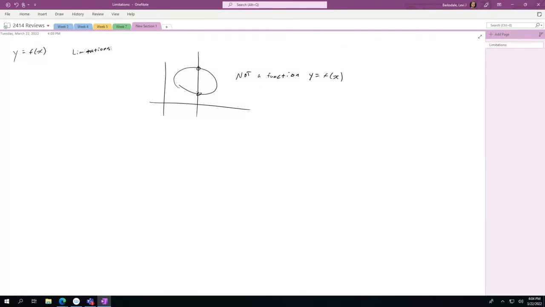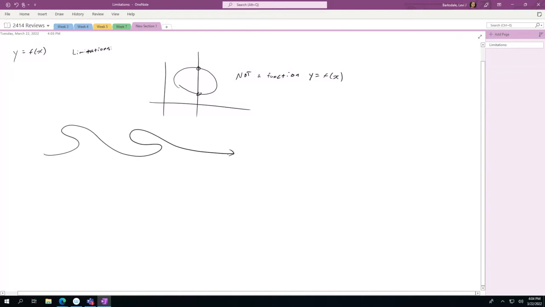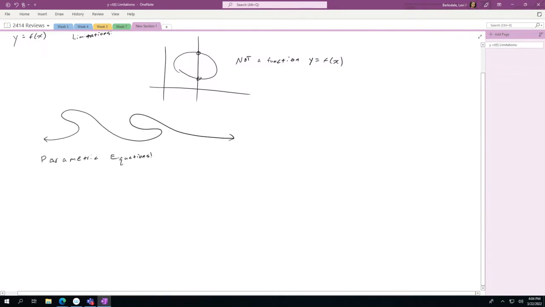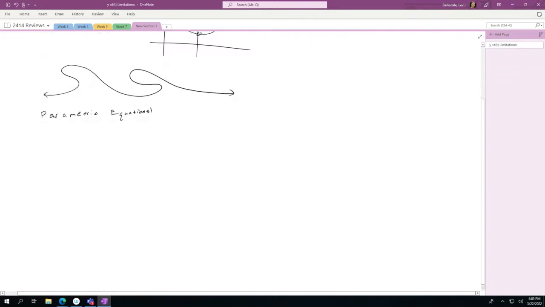But what if we wanted to come up with an equation of this? What if we even wanted to come up with an equation of more strange lines like this? Is there a way we can do this? Well, yes. This is called parametric equations. And parametric equations are really useful because they let us graph so many more things than regular Cartesian coordinates do.